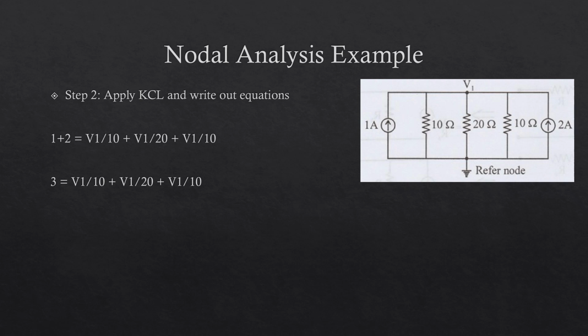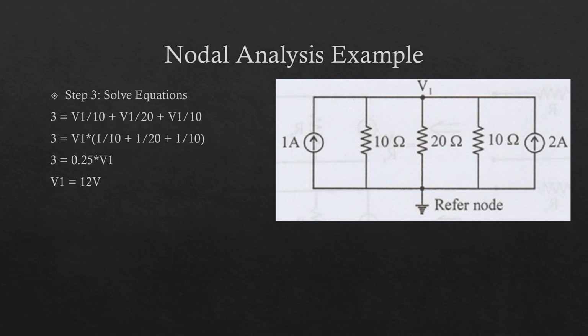You then want to apply Kirchhoff's current law at the non-reference node and write out the equations, where we have 1 amp plus 2 amps going into the node, and then V1 over 10 plus V1 over 20 plus V1 over 10 going out of the node. You can then solve for V1 by taking out V1 as a common factor and then solving for V1 by dividing 3 by 0.25, giving you 12 volts.